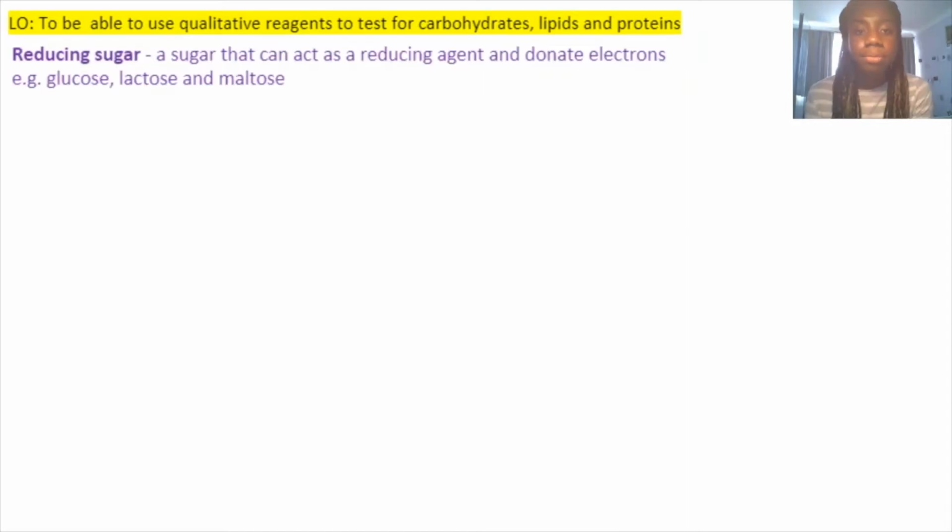you need help with. This is our only definition for this video. Reducing sugar, a sugar that can act as a reducing agent and donate electrons, for example, glucose, lactose, or maltose.